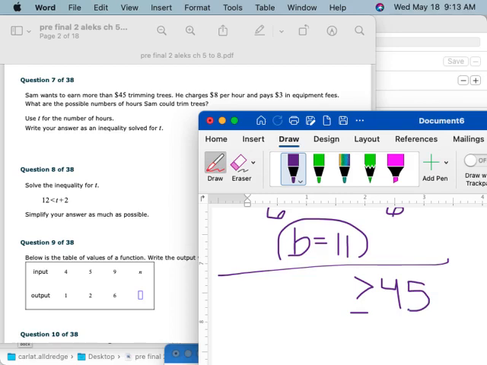He charges $8 per hour. Okay, so we're going to say $8 times the hours that he works. And he pays $3 in equipment fees. So that's going to be a negative, isn't it? So wouldn't that be his original equation? Now, it does say we have to solve it because what does it say? What are the possible numbers of hours that Sam could trim trees?